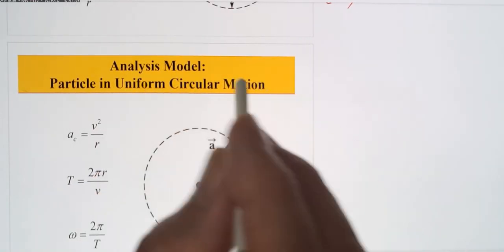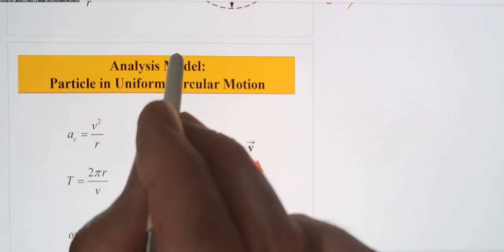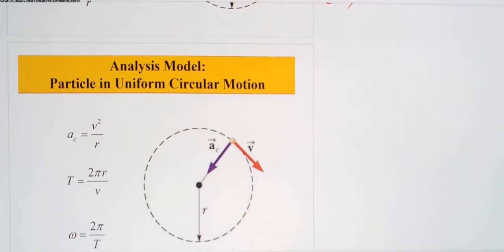Now we assume that you understood uniform circular motion, and then we add to what you understand already something else. Now we assume that we have a linear acceleration plus the circular acceleration, and then the result will be adding two vectors.